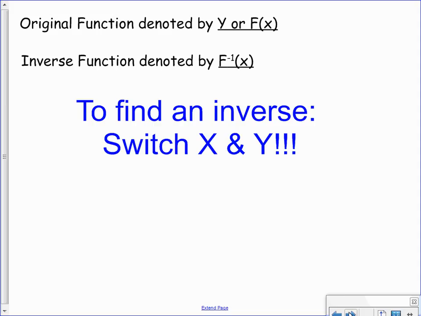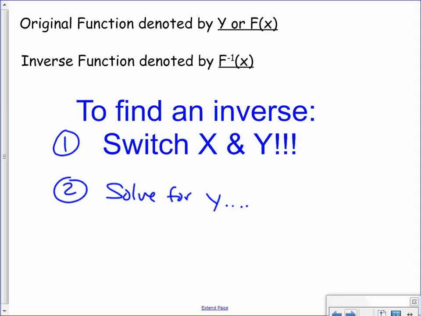Repeat after me: f inverse. So to find the inverse, you switch the x's and y's, and then you proceed to solve for y. Once you solve for y, that new function is the inverse of the old function. So step 1, switch x and y, and step 2 is solve for y. And that is going to be your f inverse.